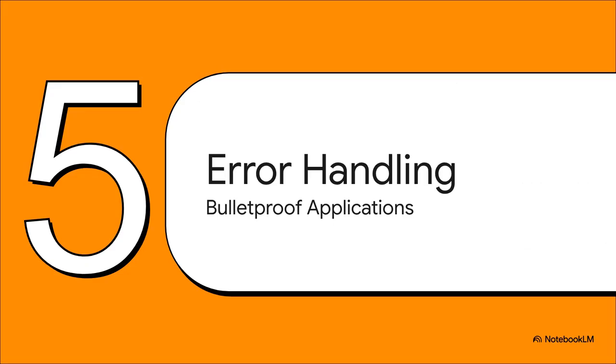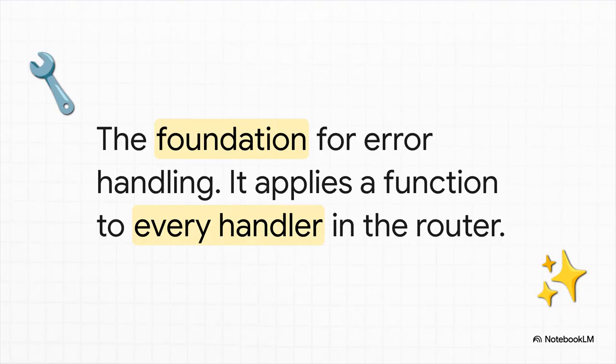Okay, now for the really important stuff. What happens when things break? Let's talk about how to build a bulletproof app with robust and type-safe error handling. The secret weapon for error handling in the HTTP router is a method called .transform. This thing is like a master key. It lets you take any effect function and wrap it around every single handler in your entire router. It's the fundamental building block for all the more specific error handling tools.